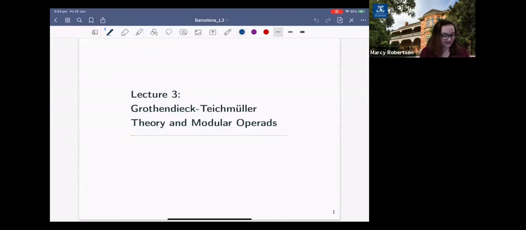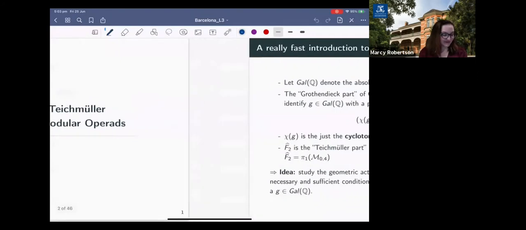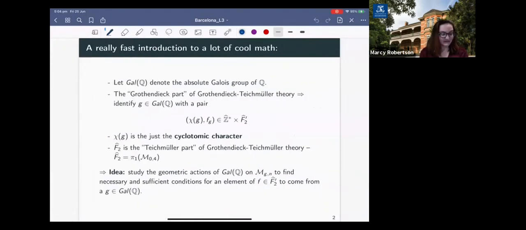I'm going to start first with what I called a really fast introduction to a lot of really cool math. So I want to start by explaining what people mean, or at least what I think people mean, when they say Grothendieck-Teichmüller theory.